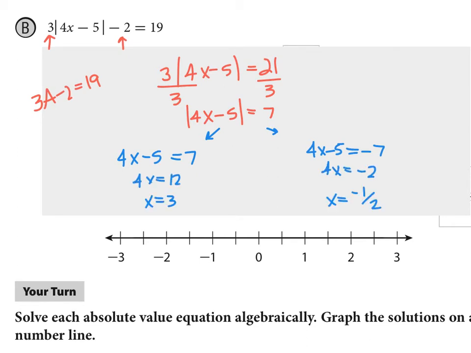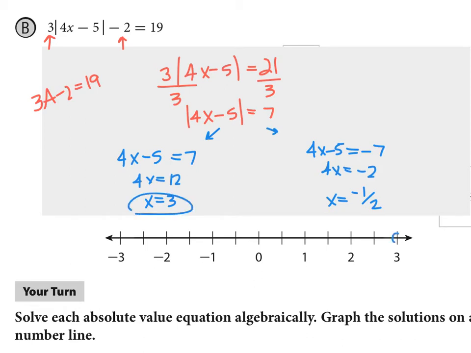Okay, I got x equals 3 and x equals -1/2. That's after I simplified. And then notice that they give us a number line. They really just want us to plot those 2 answers, which I know seems really, really silly, but you're going to see the application when we get to the next lesson. So we're going to want to just plot these 2 values.